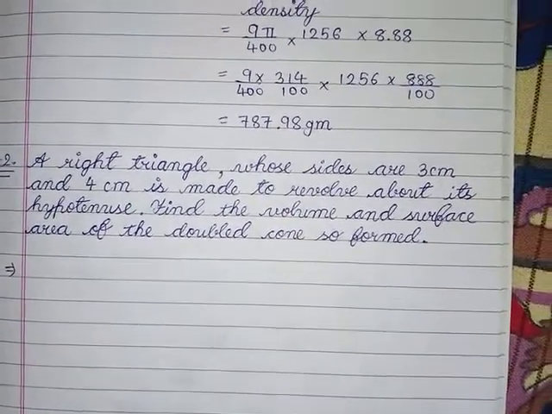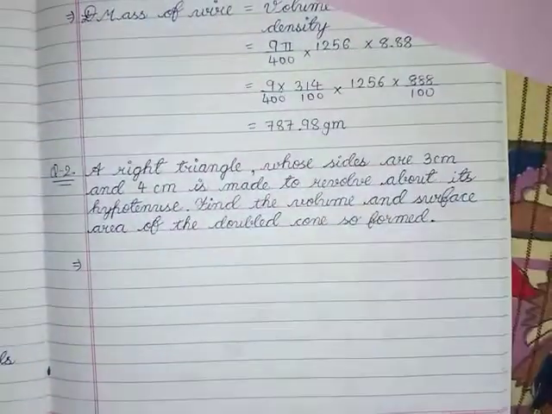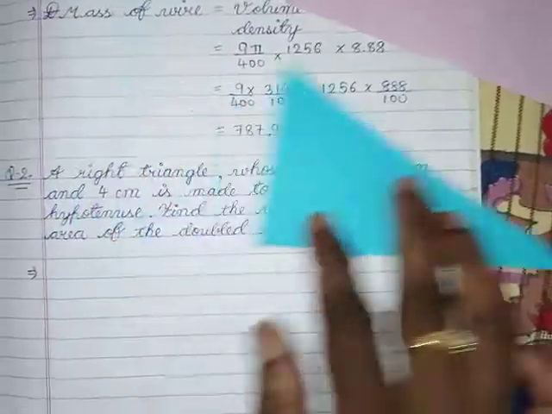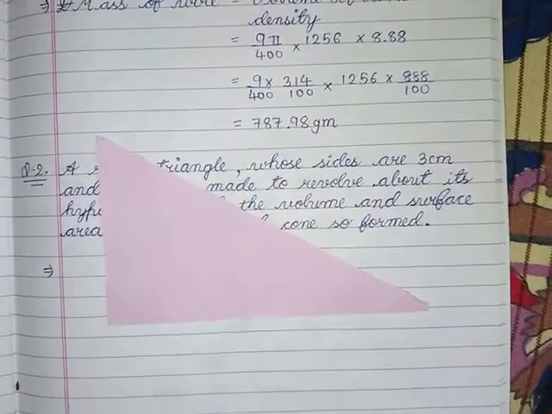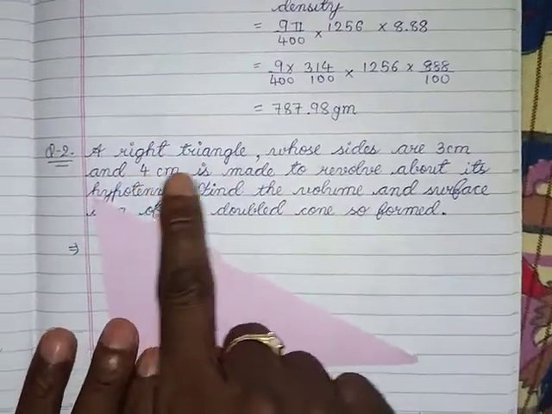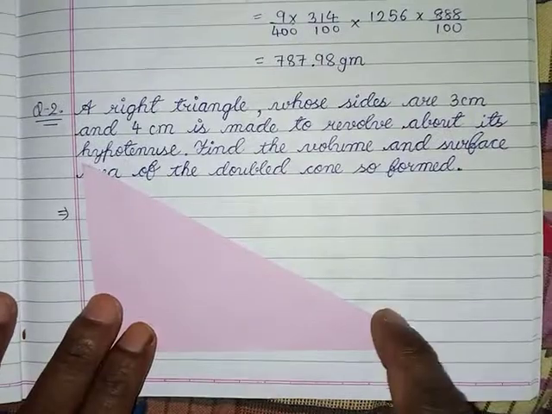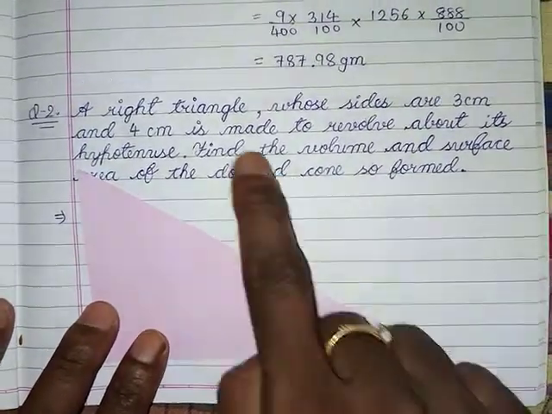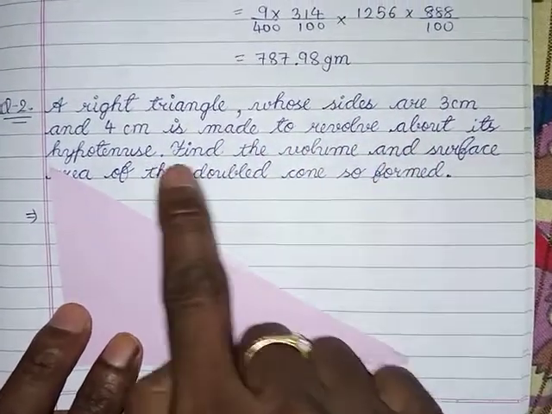Suppose this is your right angle triangle. This is not proper, okay, we'll take this as a right angle triangle whose sides are 3 centimeter and 4 centimeter. So the hypotenuse is what? 5 centimeter. It is made to revolve. This is a very important word. It is made to revolve about the hypotenuse.